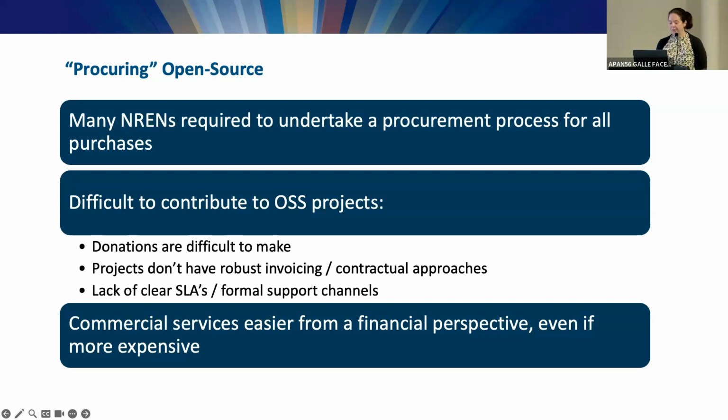The other one is that they have difficulty contributing to open source projects. They'd like to give them money to sustain them, but it's very, very difficult. Donations are very, very difficult to make, particularly if you're a not-for-profit organization yourself. You need an audit trail. People don't understand just giving money out to people. The projects themselves don't have robust invoicing or contractual approaches. This is something the Commons Conservancy is trying to address. And there's a lack of clear service level agreements or formal support channels.